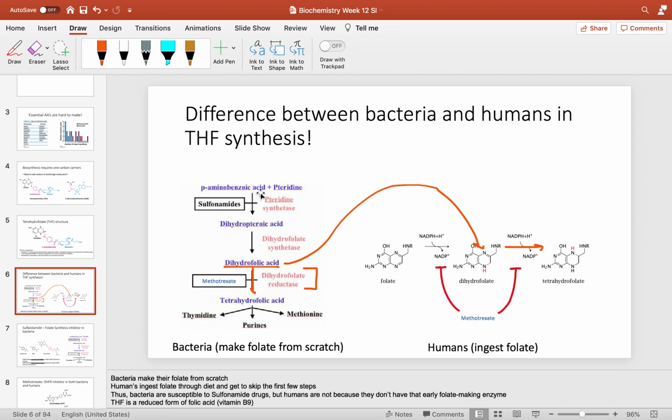The other drug is sulfonamides, but this only works in bacteria and not humans. And the reason why is that it inhibits one of these earlier steps, Purine synthetase, which isn't really present in humans because we already get folate from the environment. We don't have to make it ourselves.